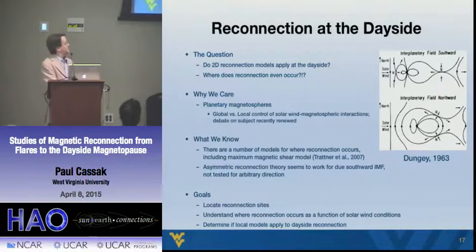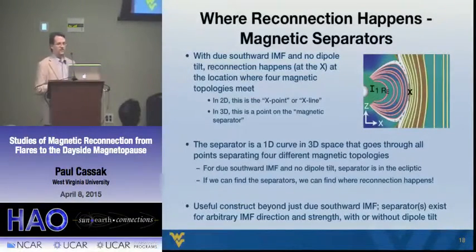Maybe I'll skip some of this part, but the idea is that we want to, again, locate where the reconnection is happening and understand where it occurs and whether the 2D models work for any of these things. So it turns out there's a really nice way to think about this, and they're called magnetic separators.